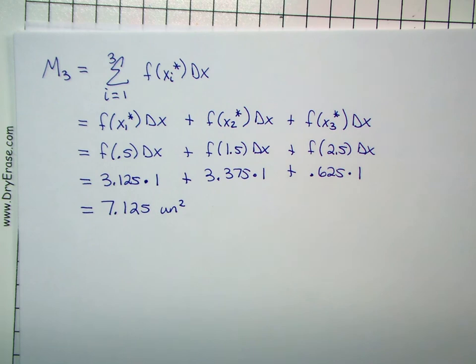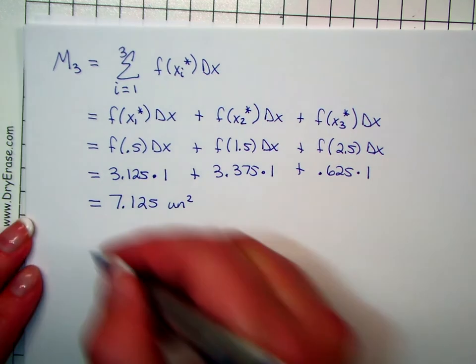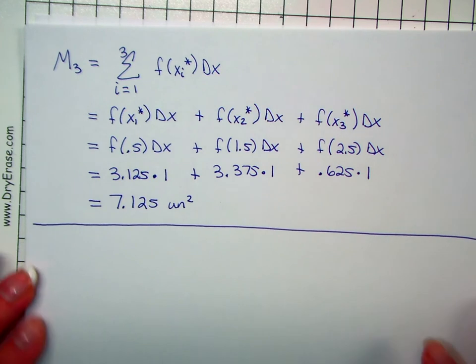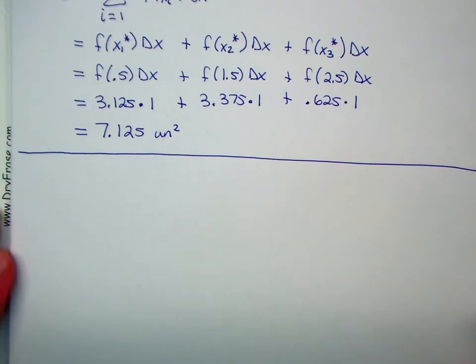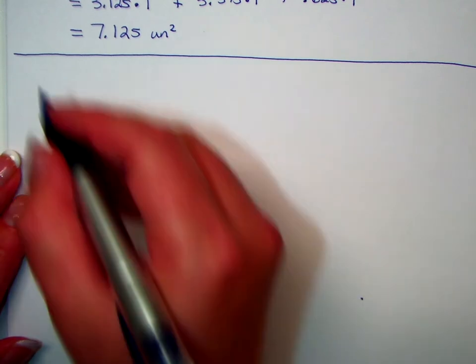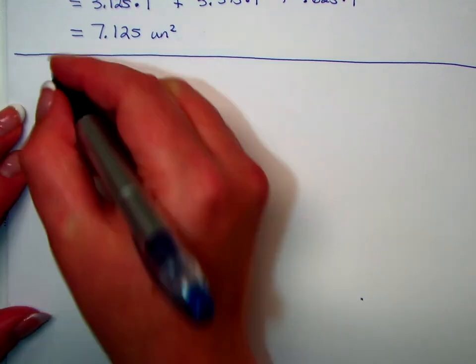So it was a crude estimate because we only did 3 partitions. The way to get more accurate is to use more partitions, correct? Right? So let's go ahead and do one more. It is a bunch of number crunching, right? But it is important to be able to work through all this busy work, I guess. I don't know if it's busy work. It is just tedious number crunching.